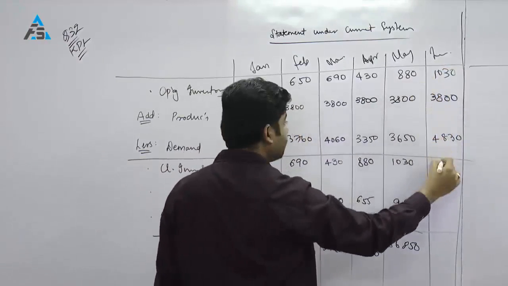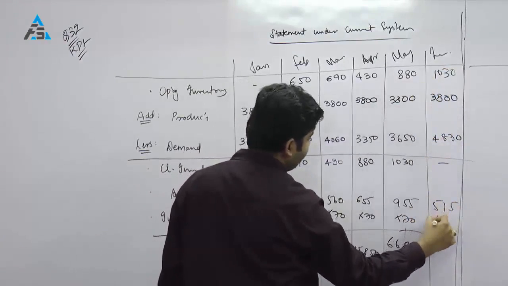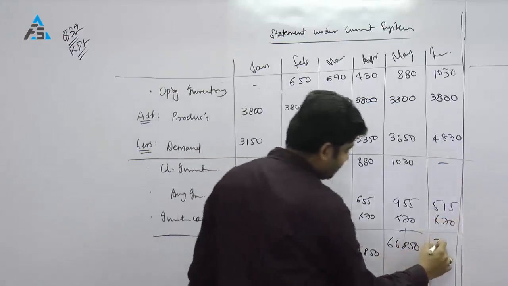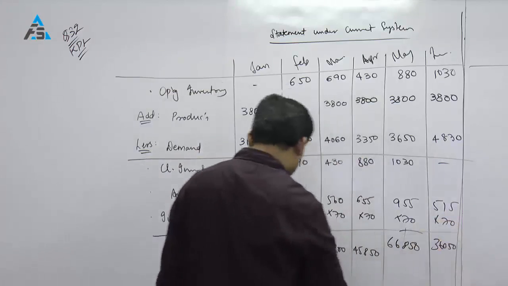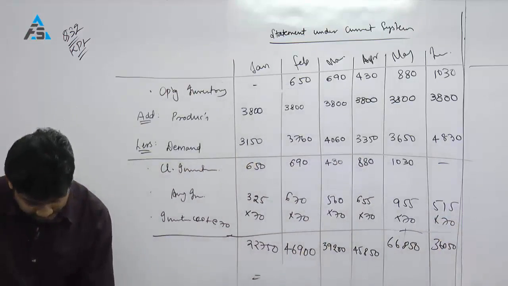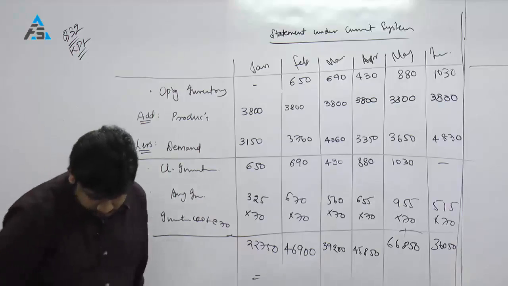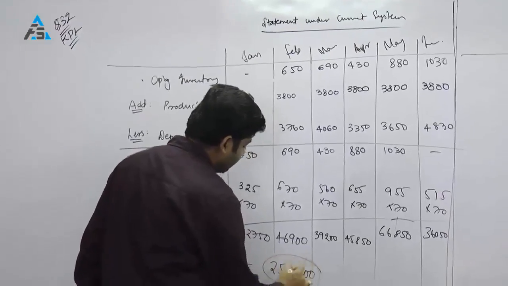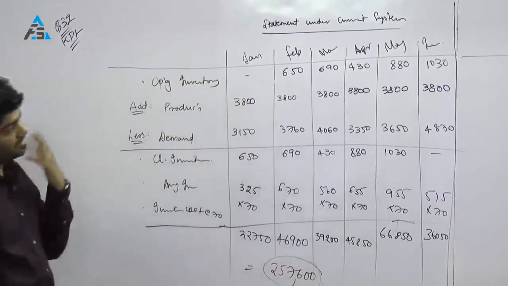The closing tallies to 515 into 70, and that works out to 36,050. So this is my total carrying cost, which hopefully will reduce when I shift to JIT. That total works out to 257,600. If under JIT my cost is less than 257,600, then I will say that I will go ahead with JIT.